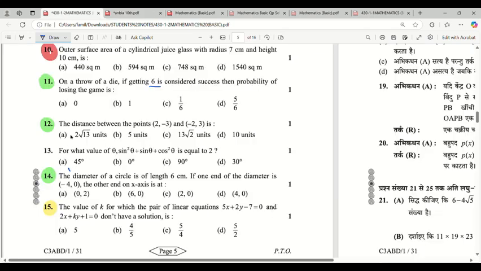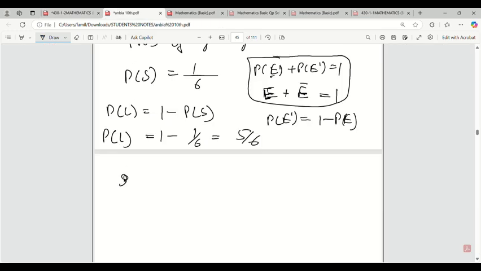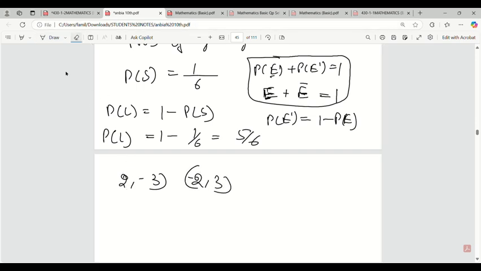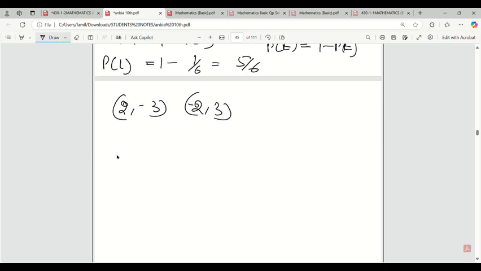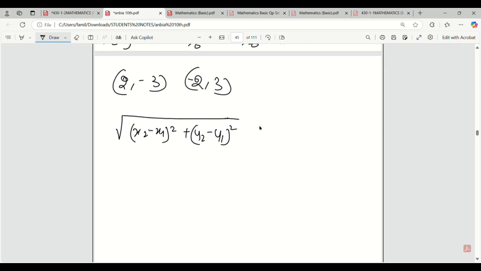Okay, what is given? The distance between these 2 points, (2, -3) and (-2, 3). So what you will get is the distance formula: under root of (x2 minus x1) whole square plus (y2 minus y1) whole square, right? Yes, what you will get here?